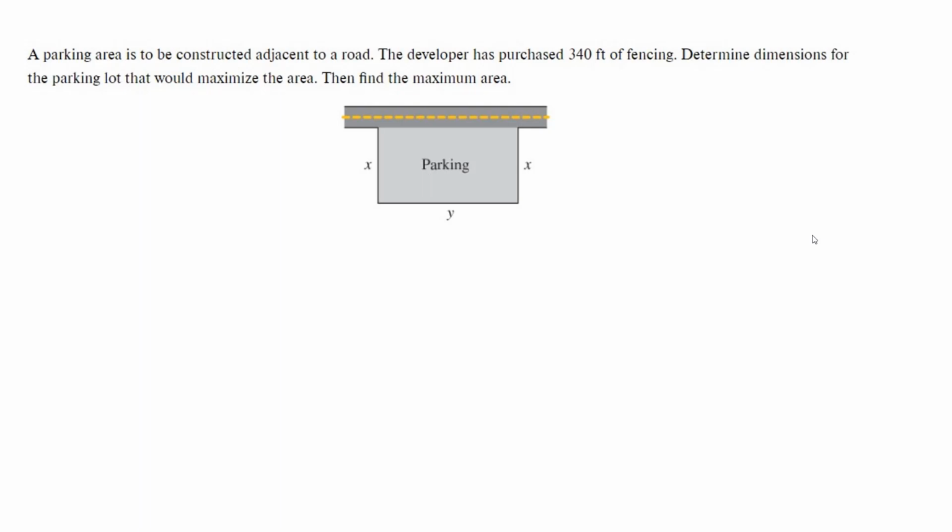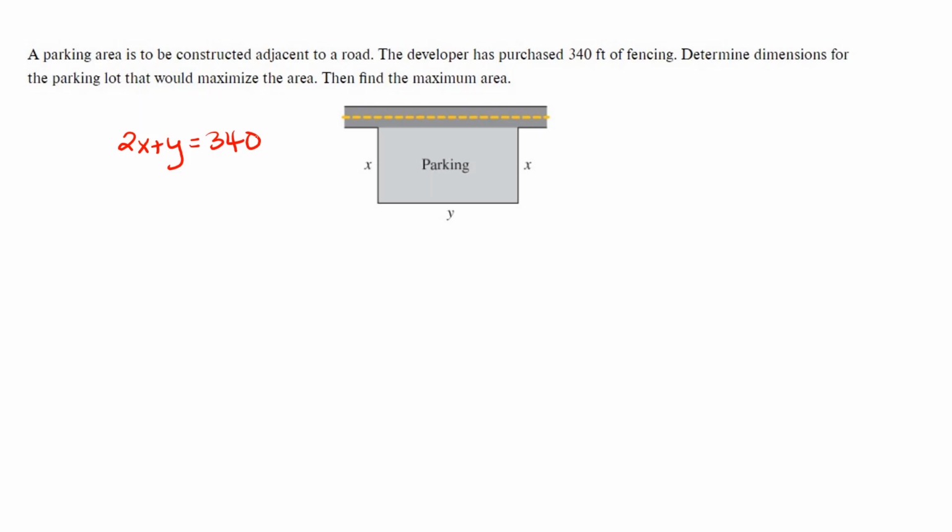Okay, so we have to look at the situation, what's going on here. You have these fences: you have X and Y and X. This is a rectangle. There's not going to be a fence next to the road, that's where people can pull in. So there are 340 feet of fencing. Our first equation that we can write is X plus Y plus X, or in other words, 2X plus Y is going to equal 340. That's all the fencing that we're using.